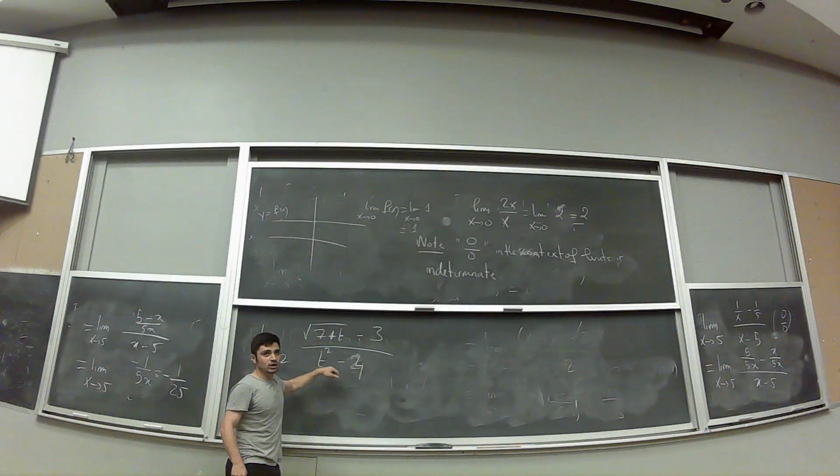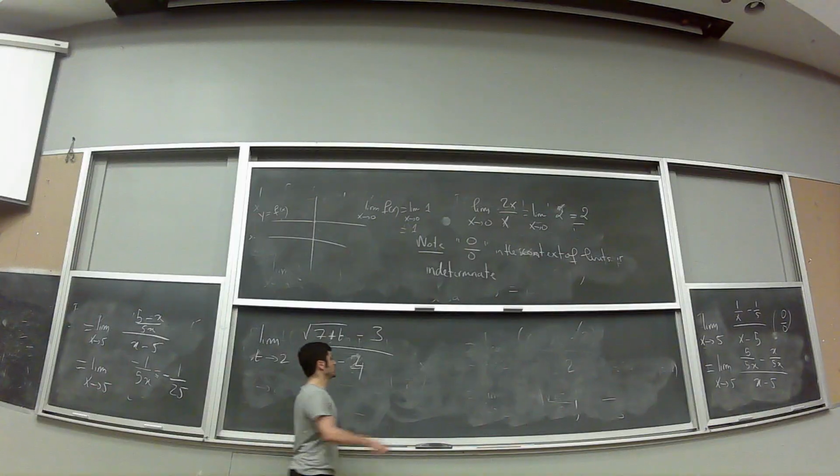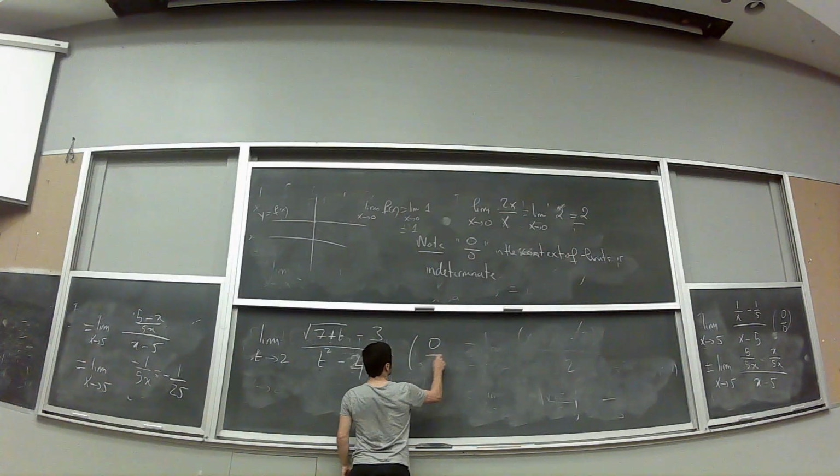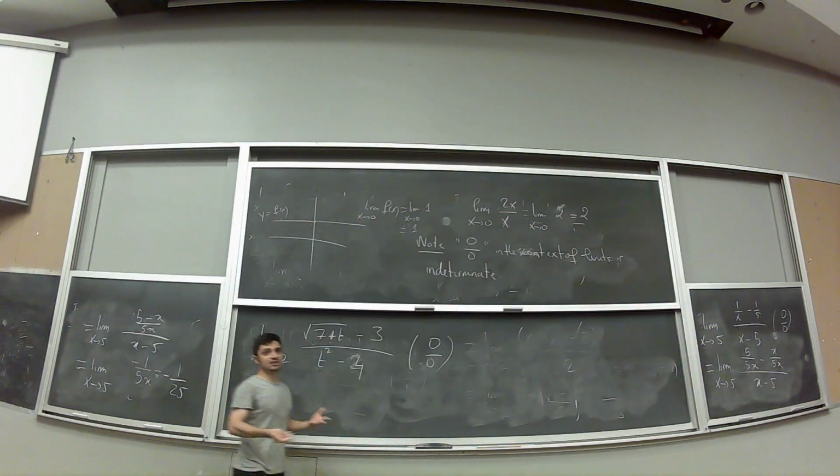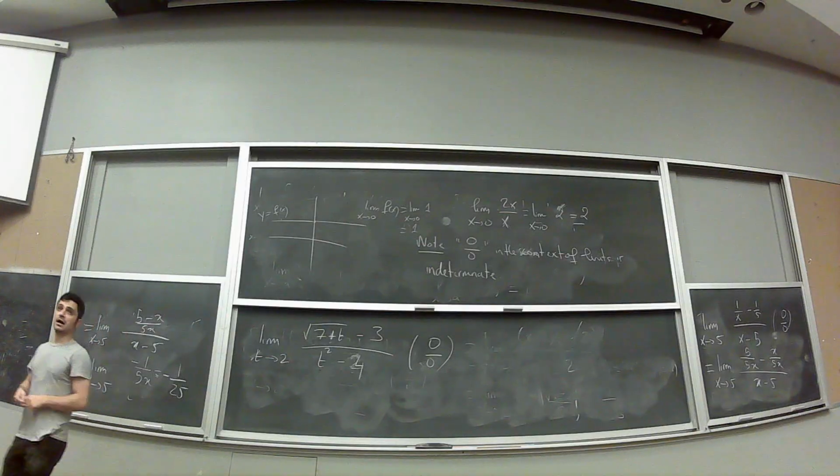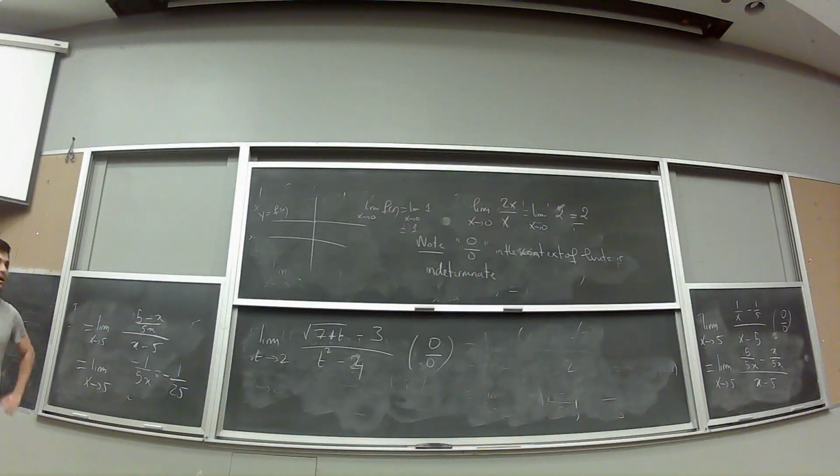3 minus 3 is 0. On the bottom, 2 squared minus 4 is 0. So what do I get? 0 over 0. Can I determine what this is, or do I have to work it out? I have to work it out. Great.